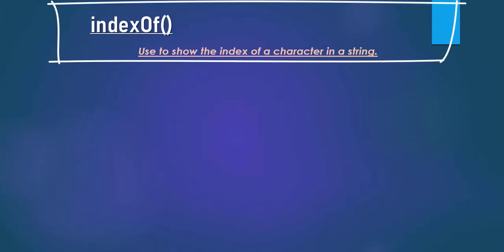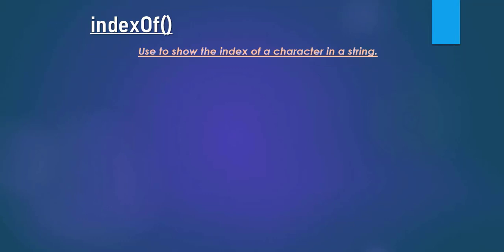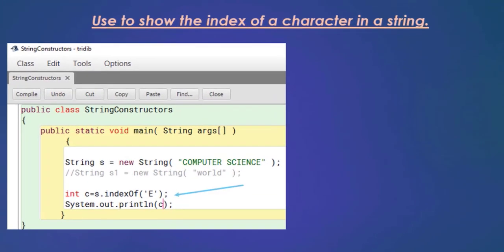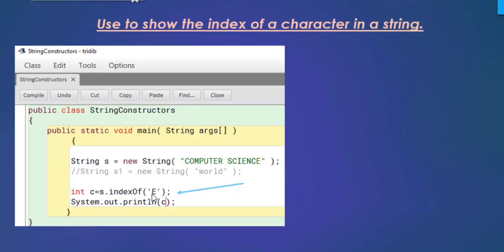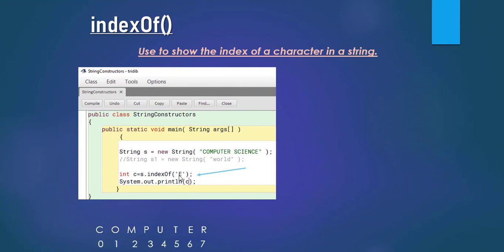Coming to the next function, that is indexOf. This function is opposite to the charAt function. It returns the index of the first occurrence of a character in the string. See the example. Here I am trying to find c equals s.indexOf('e'). It means what is the first position of e in the string. So what is that? It is 6. So the output will be 6 in this case.